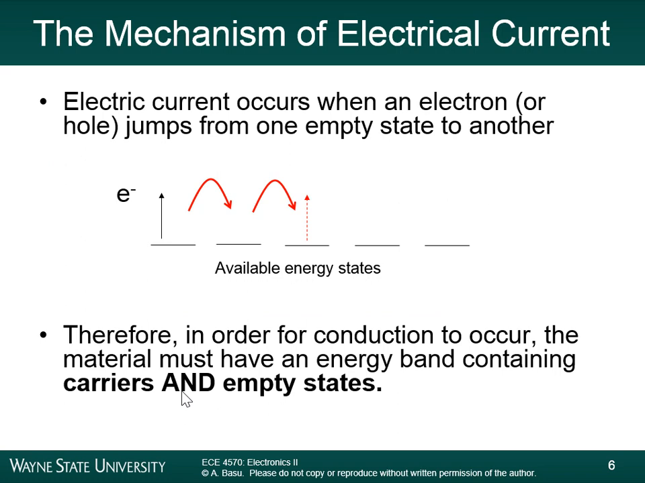So an electron is in one energy state here. The electron can hop between different energy states. Now, what does the electron like to hop between?